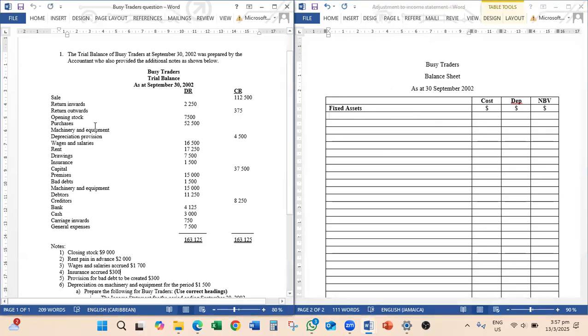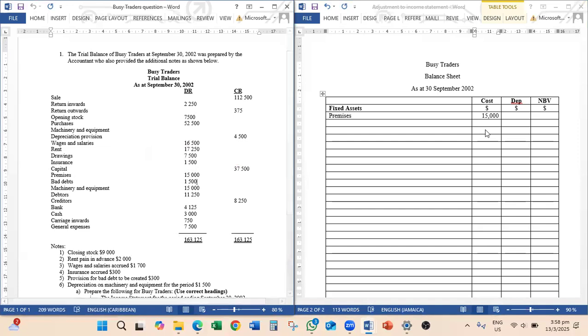So we look in our trial balance and we realize that we have one fixed asset here, machinery and equipment. We also see we have premises, which is another fixed asset. So we have to write them down, and we write them down in the order of permanence. Very good. So premises would go first because it's the most permanent. Premises at cost is 15,000.